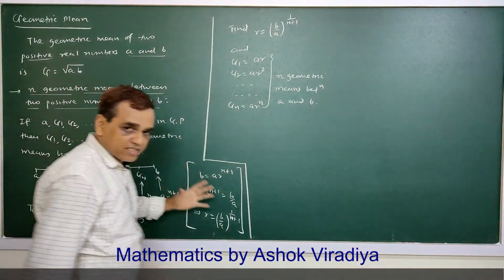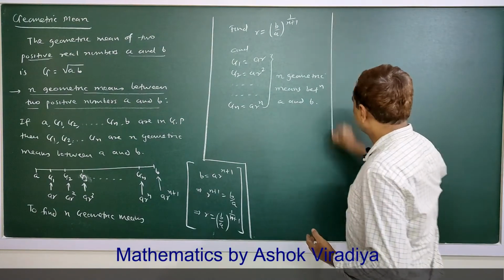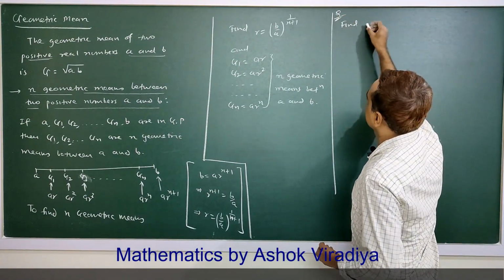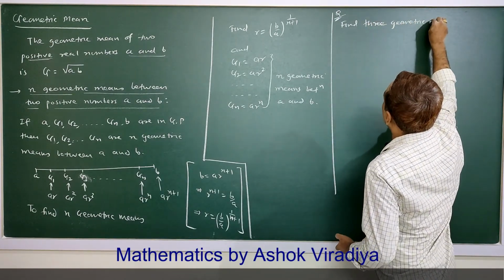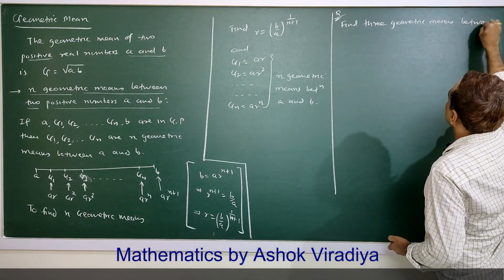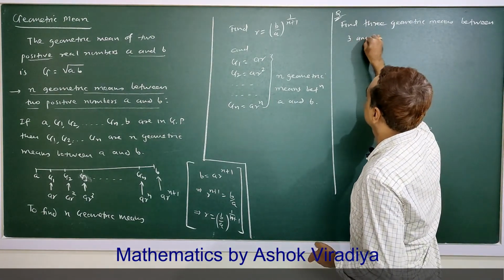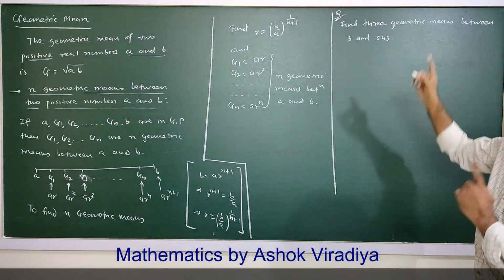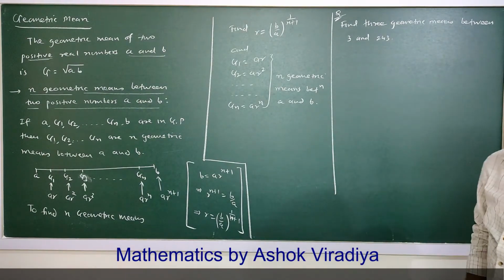Now to understand this formula, let me take one question. Suppose the question is, find 3 geometric means between 3 and 243. Find 3 geometric means between 3 and 243. So let me apply this procedure.